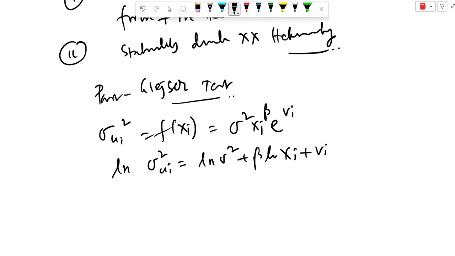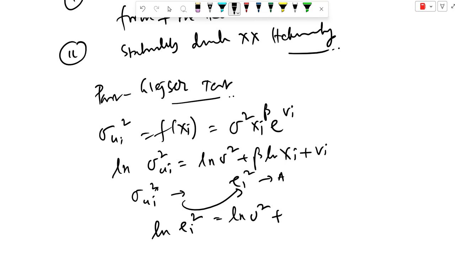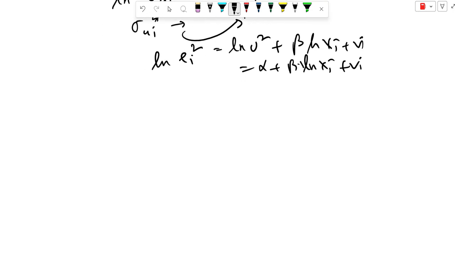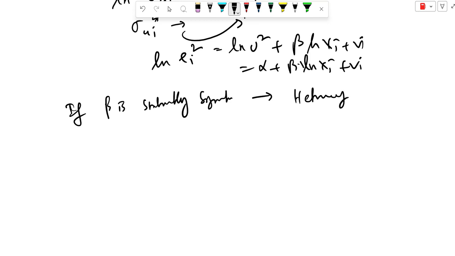Here sigma ui square is not observable. So he suggests ei square as a proxy. So use this instead: log of ei square is log sigma square plus beta log xi plus vi, which is nothing but alpha plus beta ln xi plus vi. So according to him, if beta in the above regression turns out to be statistically significant, then it would suggest heteroscedasticity. That's it.